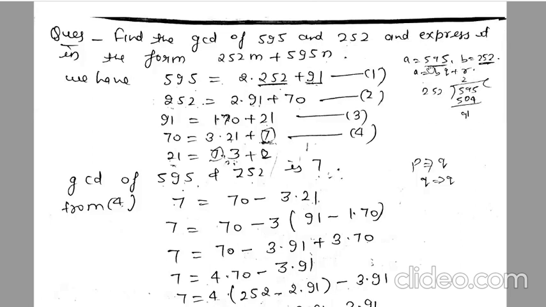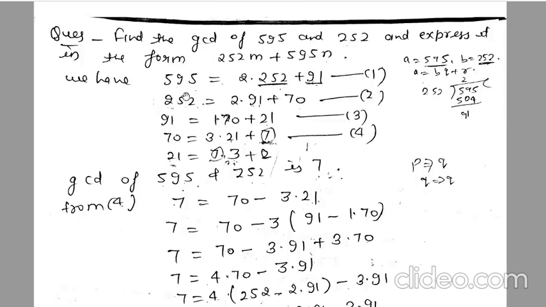So the quotient is 2. So A is equal to 595, B is equal to 252 here. A is equal to BQ plus R, where R means remainder. So the remainder is 91 here. B is the number 252 and Q, the quotient, is 2 here, right? So we are writing our given numbers in the Euclidean algorithm form: A is equal to BQ plus R.